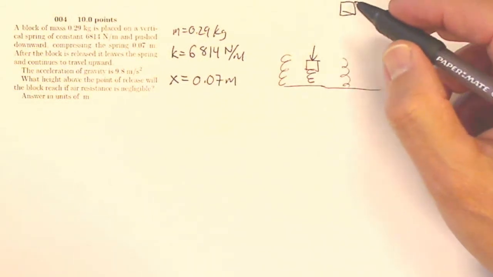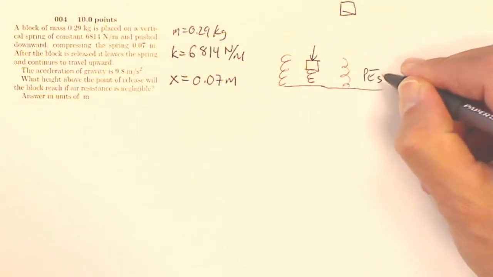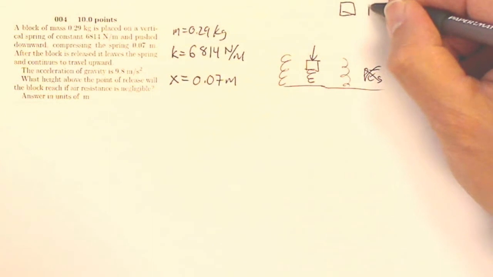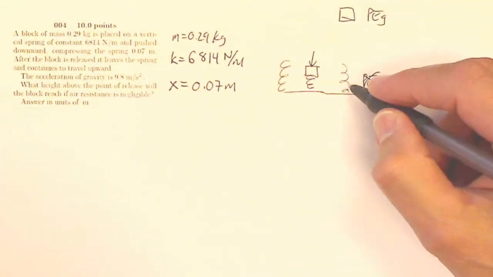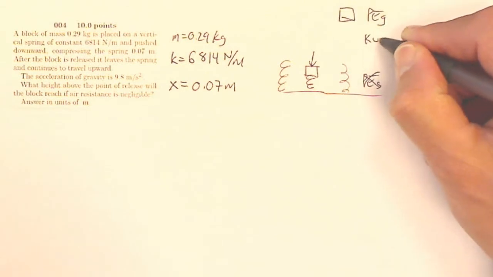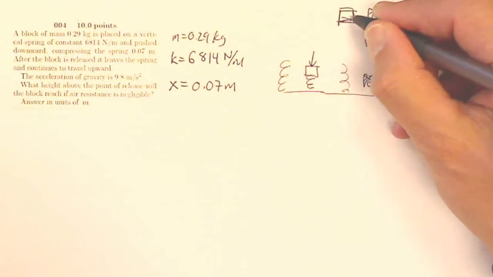Now at this point, the block is completely up in the air. The spring is not compressed, so I know that my PE spring has gone away. It's going to have some PE grav up here, and it's not going to be moving, because at its highest point my kinetic energy is going to be 0, because it's going to come to rest at this highest point.